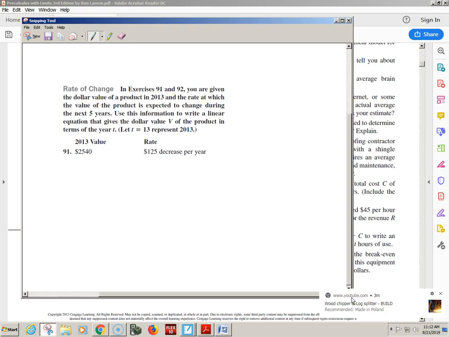Walk me through real fast. Who wrote this entire paragraph down? You didn't need to. Who summarized it? Okay, Kathy, what did you write for the summary? You're given the dollar value of the 2013 product. The rate at which the value of the product changes in the next 5 years is a $125 increase per year. Write a linear equation that gives the dollar value of the product in terms of the year, t equals 13. So you kind of got this up in there, huh? And the value of the product is $25,040.